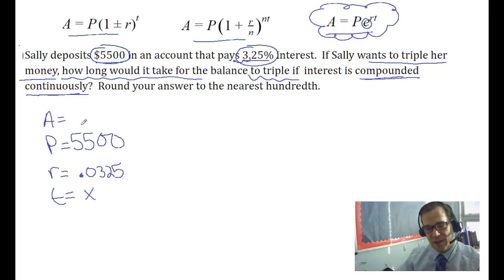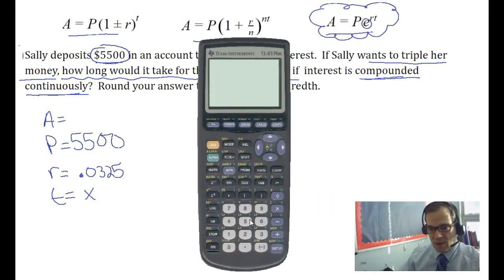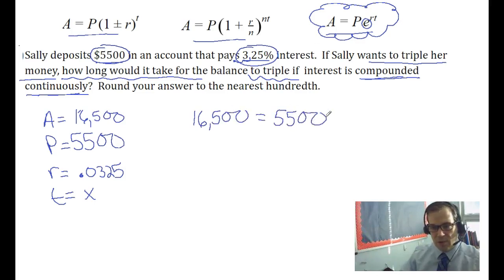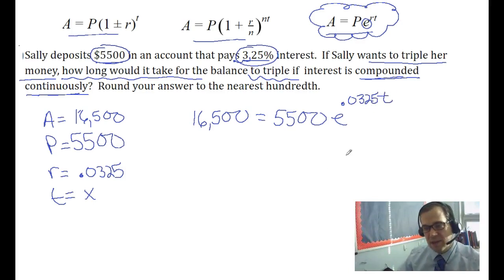And then the amount is a kind of hidden number, but she wants to triple her money. So if she put in 5,500, she wants 3 times that amount. I don't feel like doing that in my head this early in the morning, so it's 16,500 is the amount. Now we're just going to plug these things into the formula. The amount equals the principal, e to the 0.0325 times that unknown. I'm going to keep that as a t.